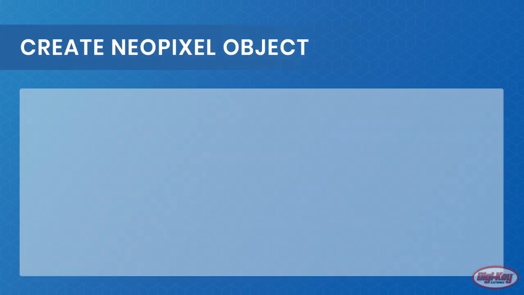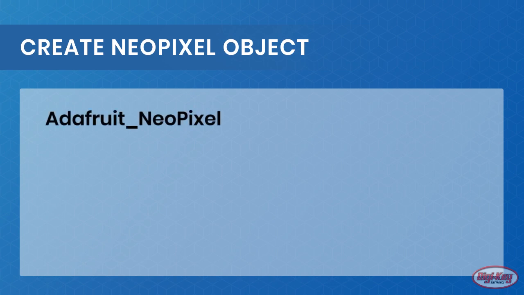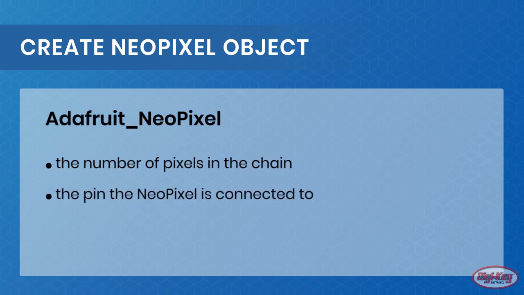Using NeoPixels with the library is done with a class called Adafruit NeoPixel. Initializing the object requires several parameters that relate to the NeoPixel itself: the number of pixels in the chain, the pin the NeoPixel is connected to, and the type of pixel. While the first 2 parameters are self-explanatory, the third, which is the NeoPixel type, might not be, but it can be left blank if using standard Adafruit NeoPixels.